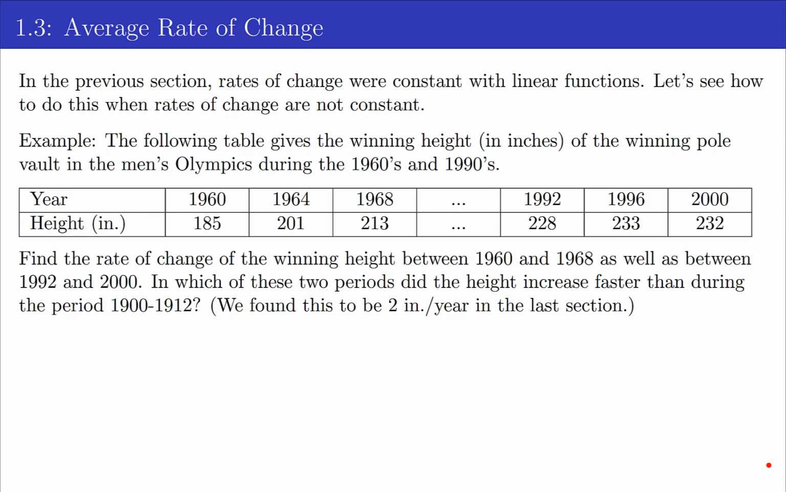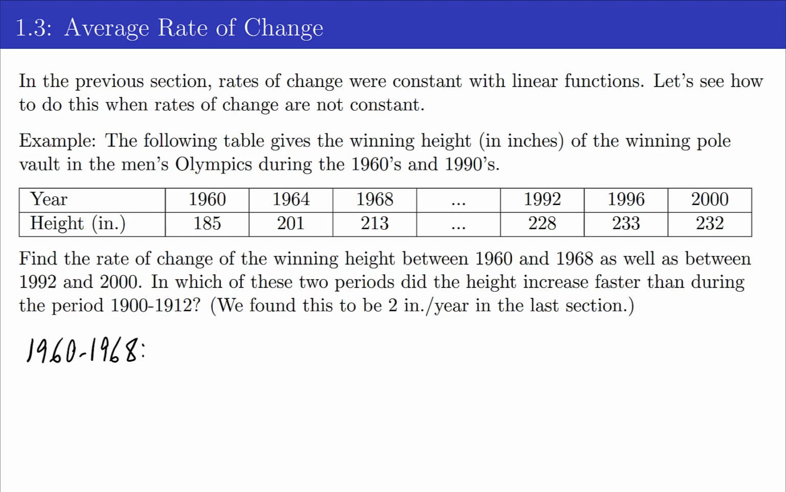What we're going to do is treat this kind of like it's a line, even if it's not a line, and calculate a rate of change for 1960 to 1968, as well as 1992 to 2000. And let's just see which one did better. For 1960 to 1968, we're looking at this data for the ending point and this data for the beginning point. Let's treat it like an x1, y1 and an x2, y2.